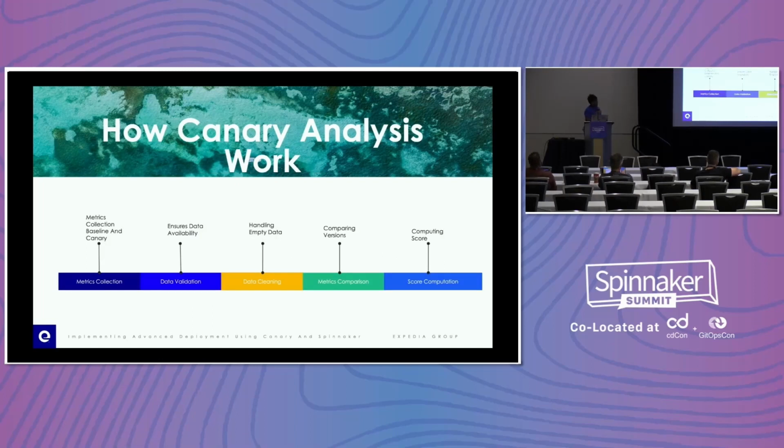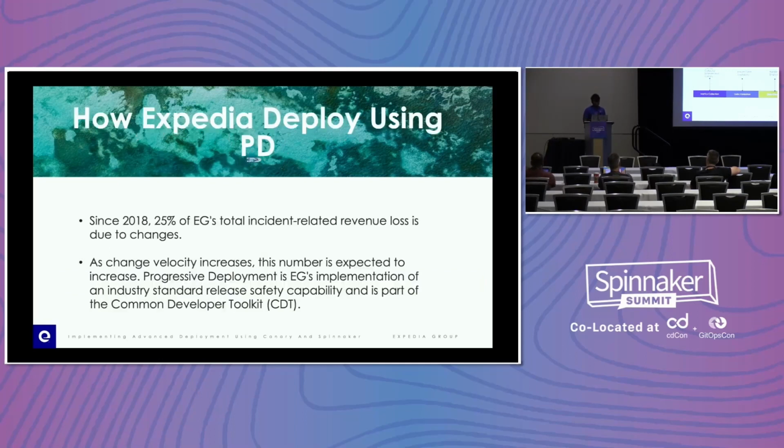So here are the steps for the canary. We do the collection part, and then we check whether data is available or not. In case there is missing data, we go for the handling of empty data. Then we do the comparison, and then we do the score computation. This can be done both automatically and manually, so it totally depends on the implementation we do.